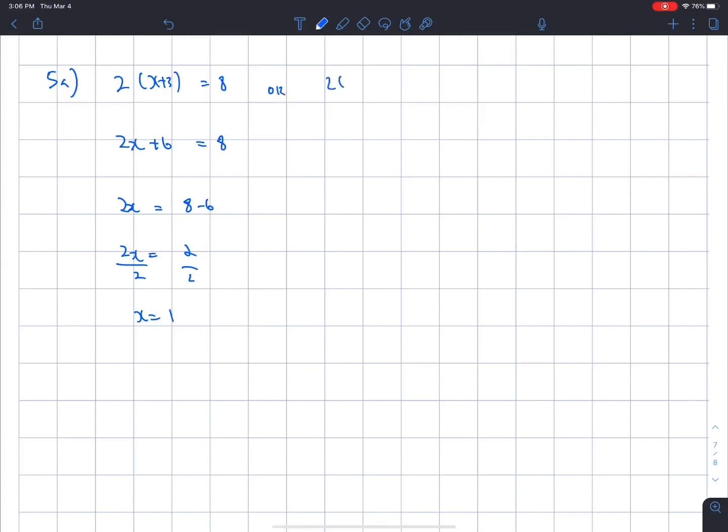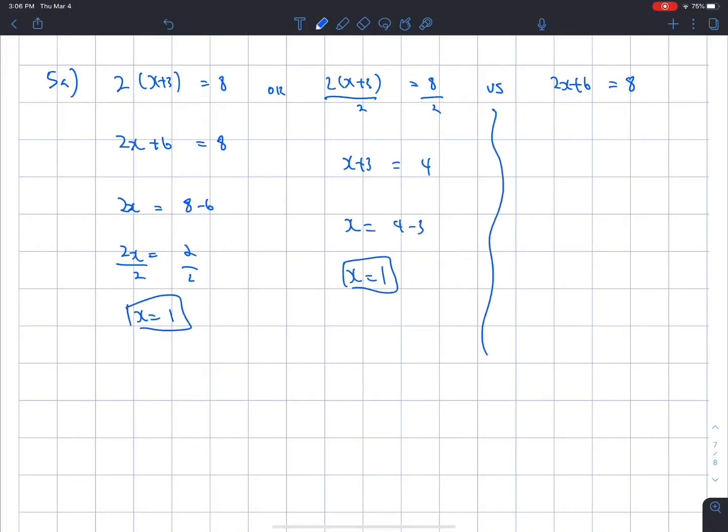Now you can also divide both sides by 2 first, because you're timesing. This is 2 times x plus 3. This is the reason why you can divide first. I'm going to give you the example of 2x plus 6 equals 8 here. So we can divide both sides by 2 first, because we are just timesing. This is still considered as just one term. And we will get x plus 3 equals 4. We can move the 3 over to get x equals 1, right? So of course, we are going to get the same answer.